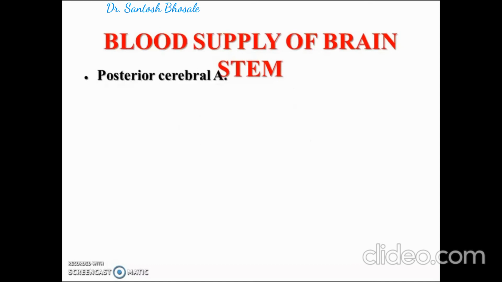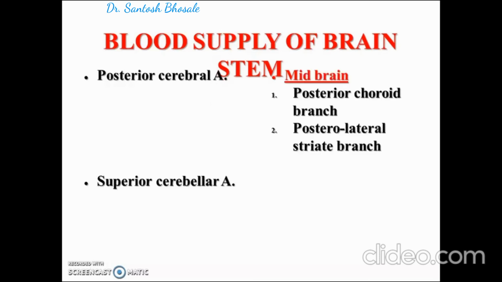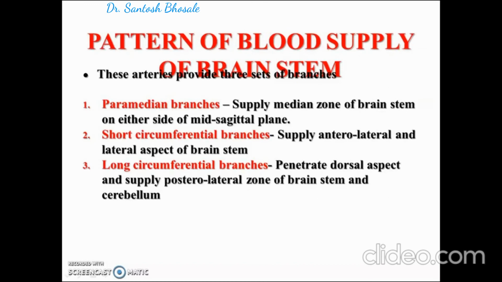So, you can see here posterior cerebral artery and superior cerebellar artery both supply midbrain. The posterior cerebral artery gives a posterior choroidal branch and posterolateral striate branch. This blood supply of brainstem is very important to diagnose the different syndromes. The pattern of the blood supply is by three branches: paramedian branches which supply the median zone, short circumferential branches which supply anterolateral and lateral aspect, and long circumferential branches which supply the posterolateral zone.